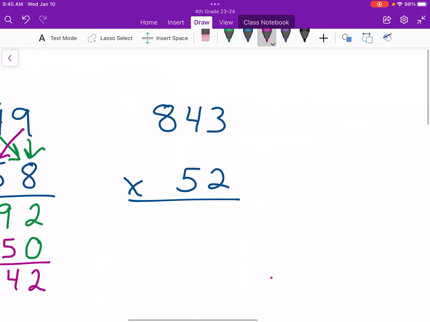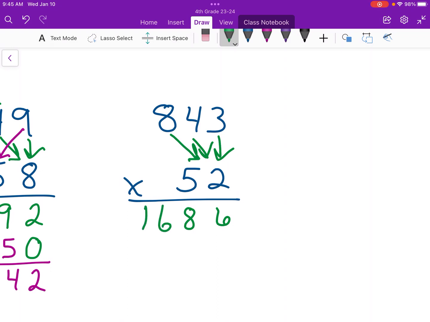One more multiplication problem. 843 times 52. Go ahead and pause it. Okay. First step, 3 times 2 is 6. Second step, 4 times 2 is 8. And 8 times 2 is 16. Again, we put the 0 for our placeholder before we move on to the 5.